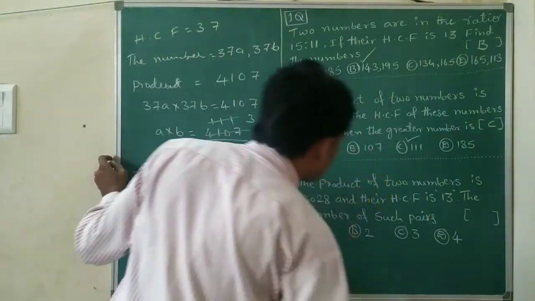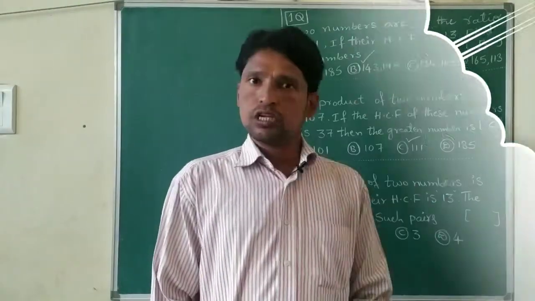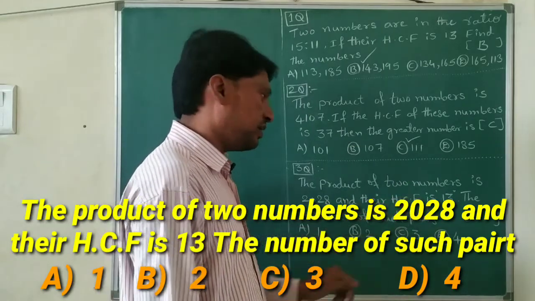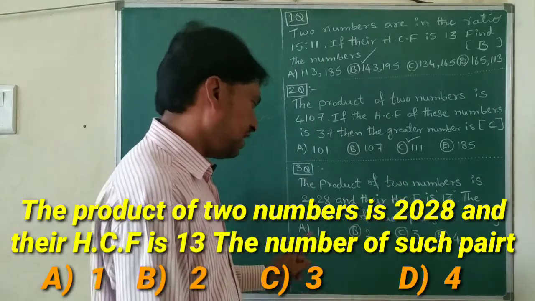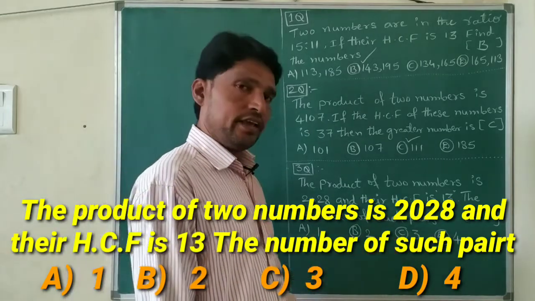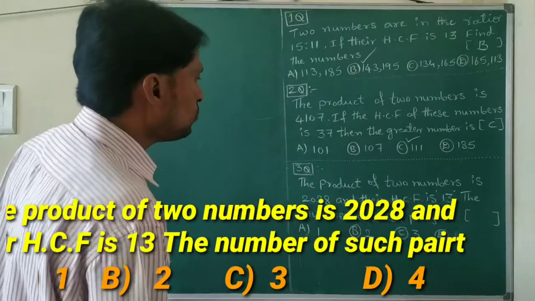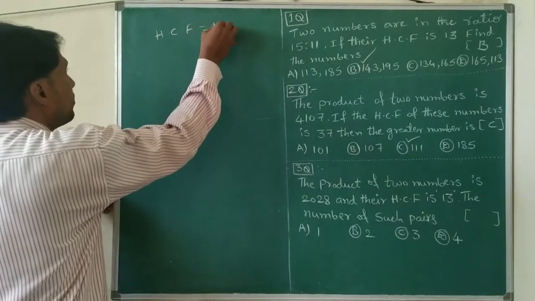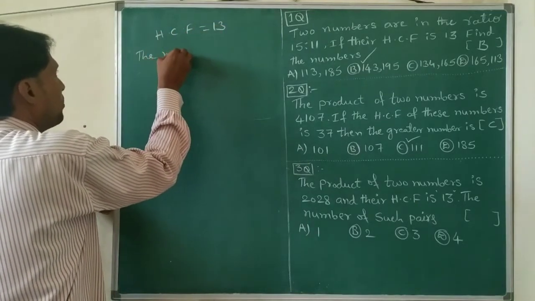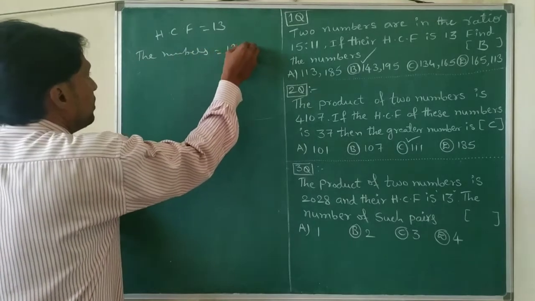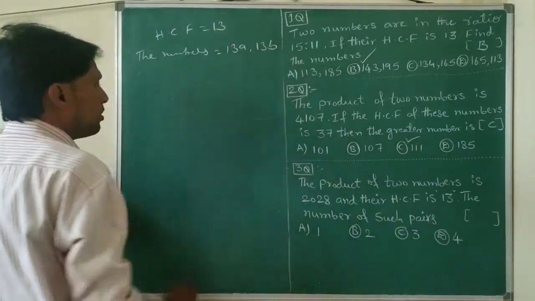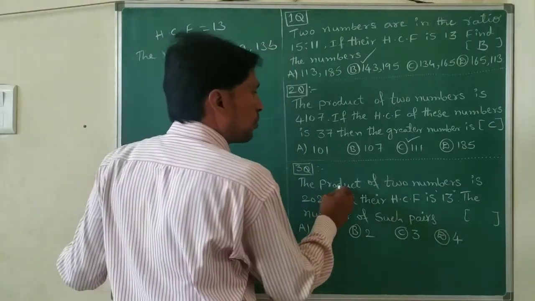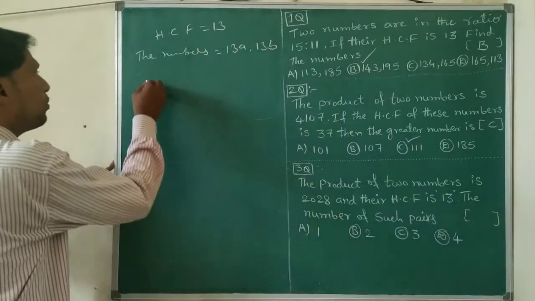Next, question number 3. The product of two numbers is 2028 and their HCF is 13. The number of such pairs: A 1, B 2, C 3, D 4. So here the HCF is also given. The HCF is 13. So the two numbers we are taking as 13A and 13B. The product of the two numbers is 2028, the product is also given.